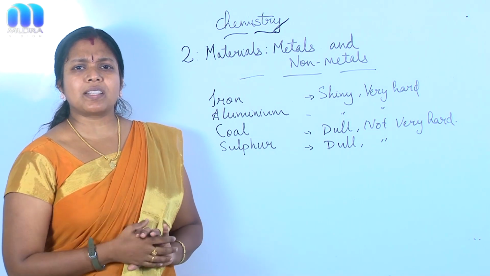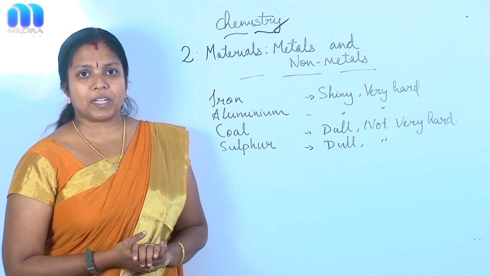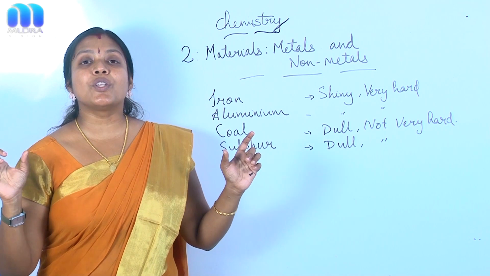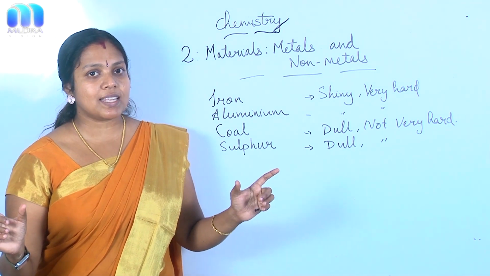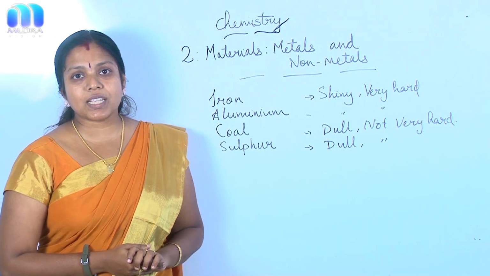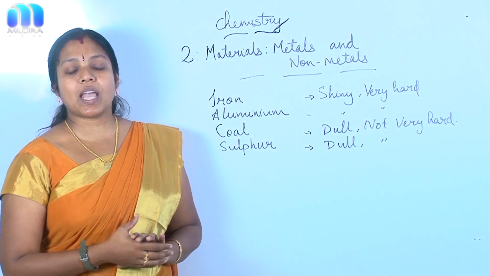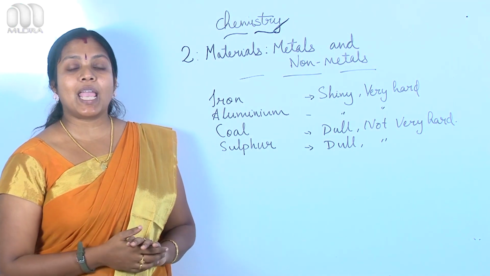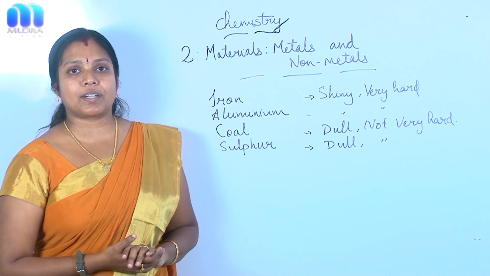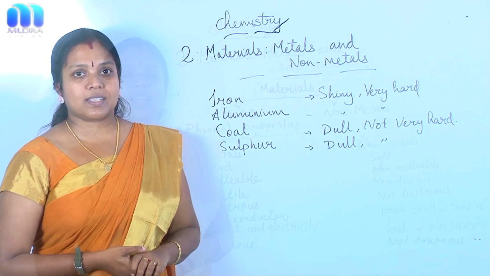Based on the difference, mainly the difference in physical properties and chemical properties, materials are classified into metals and non-metals. In this chapter, we are going to study in detail the characteristic properties, that means physical and chemical characteristics, of metals and non-metals and their uses.